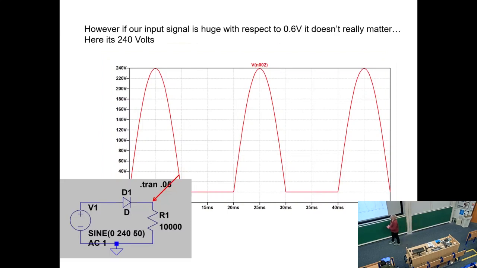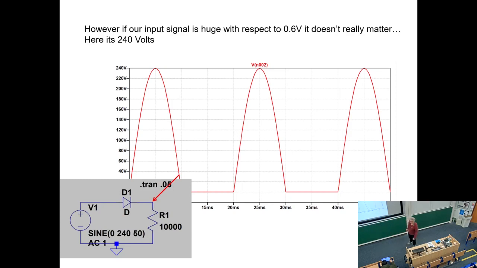Right, so if our signal, for example, is huge with respect to 0.6 of a volt, it doesn't really matter. So here's a signal, here's a little circuit, so we've got a sine wave, 240 volt signal coming in here, big signal. We've got a diode and a resistor. So this is a sort of an amplitude-dependent potential divider. In one direction, this is going to allow current to go through, and the voltage seen here will be the voltage seen here. In the other direction, it's going to block it, and then you're going to get no volts here.